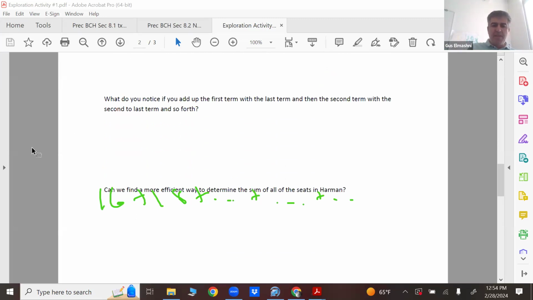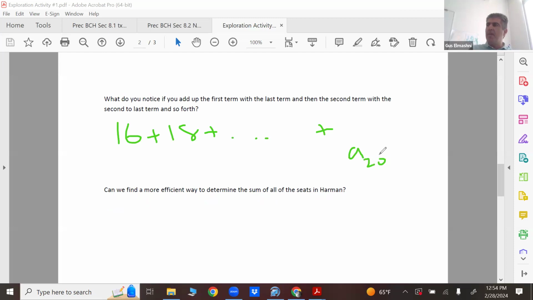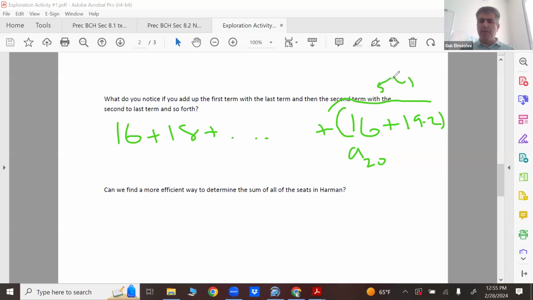Let's think of it like this. The first term is 16, the next term is 18. What do you think the 20th term would be? Remember, 16 is the first term, and you're adding 2. So how many times do I have to apply the 2 to get to the 20th term? 19 times 2 plus 16, right? That's the pattern. So what's that going to be? 54.